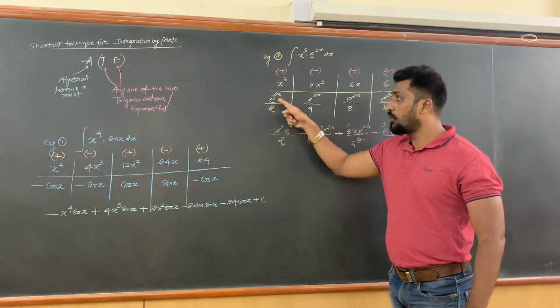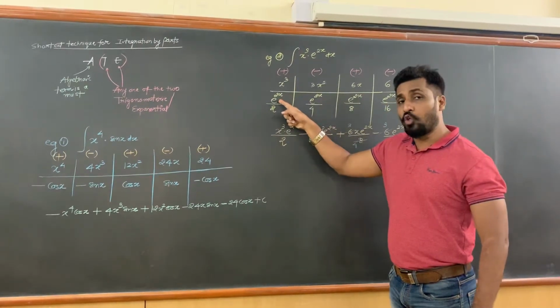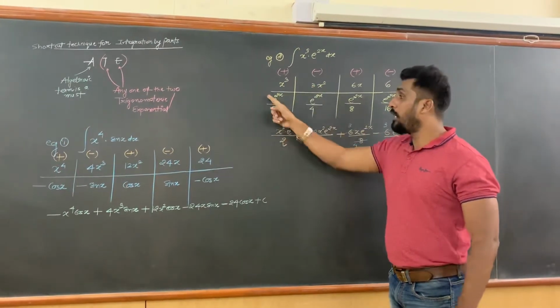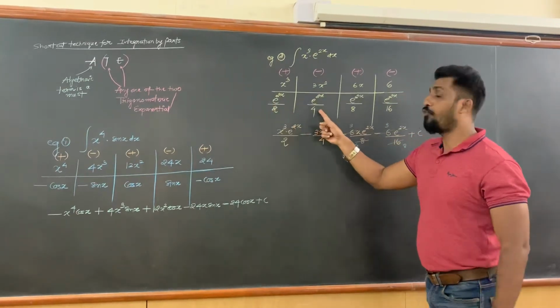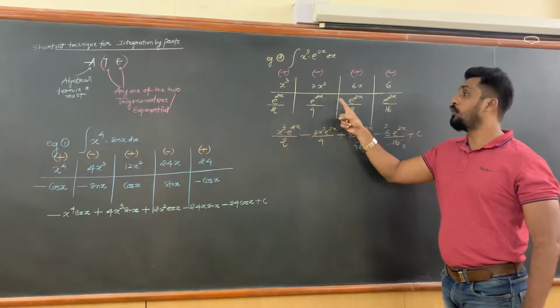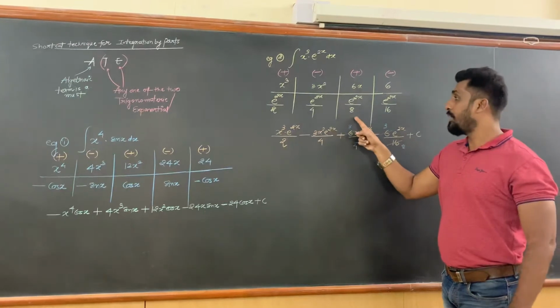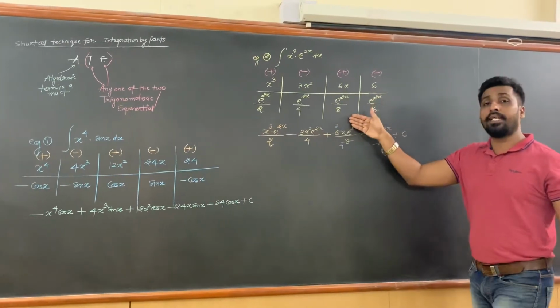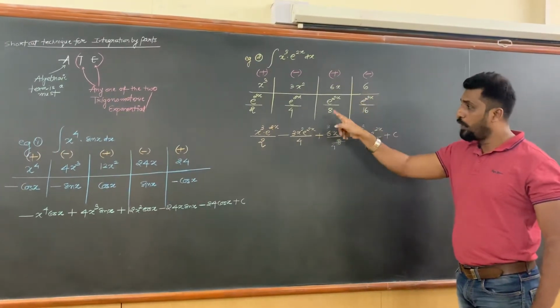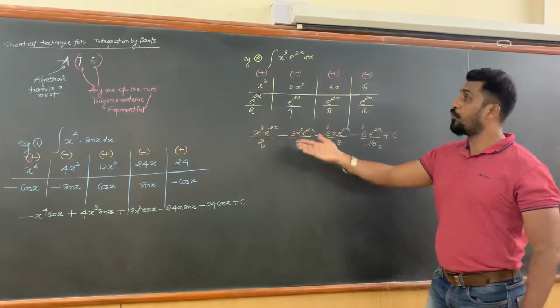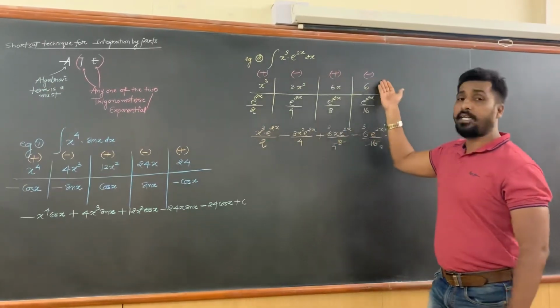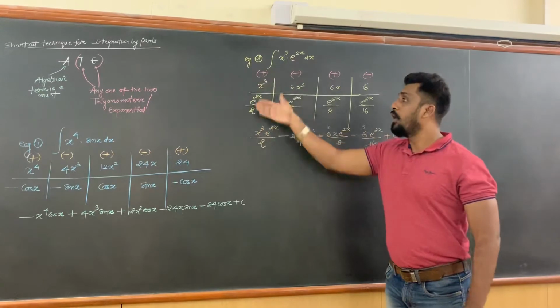1 upon 2 is constant. Integration of e raised to 2x is going to be e raised to 2x upon 2, and the 1 upon 2 becomes e raised to 2x upon 4. Again, if you try to get the integration, you get e raised to 2x upon 8. That's my next step. Again, if you try to find the integration, it is e raised to 2x upon 2 into 8 becomes 16. Again, put alternate plus and minus sign, and then simply multiply them column wise.